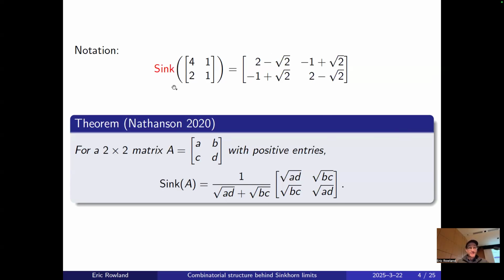And you can check that for this matrix, you do get this back. So for example, we have square root of AD, that's going to be a 2. And square root of BC, that's where the square root of 2 is coming from. So you get some square root of 2s, and then you can simplify it, and you'll get this.